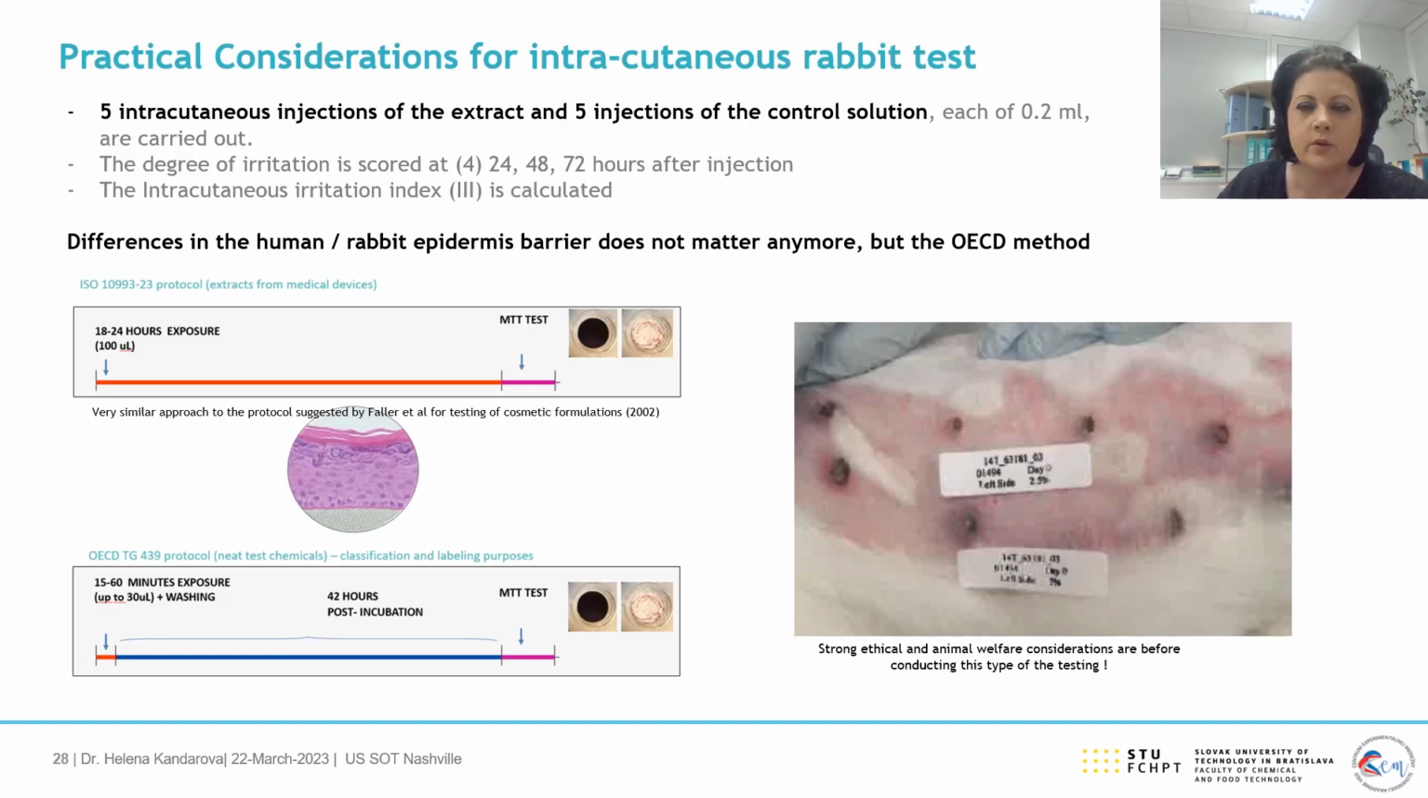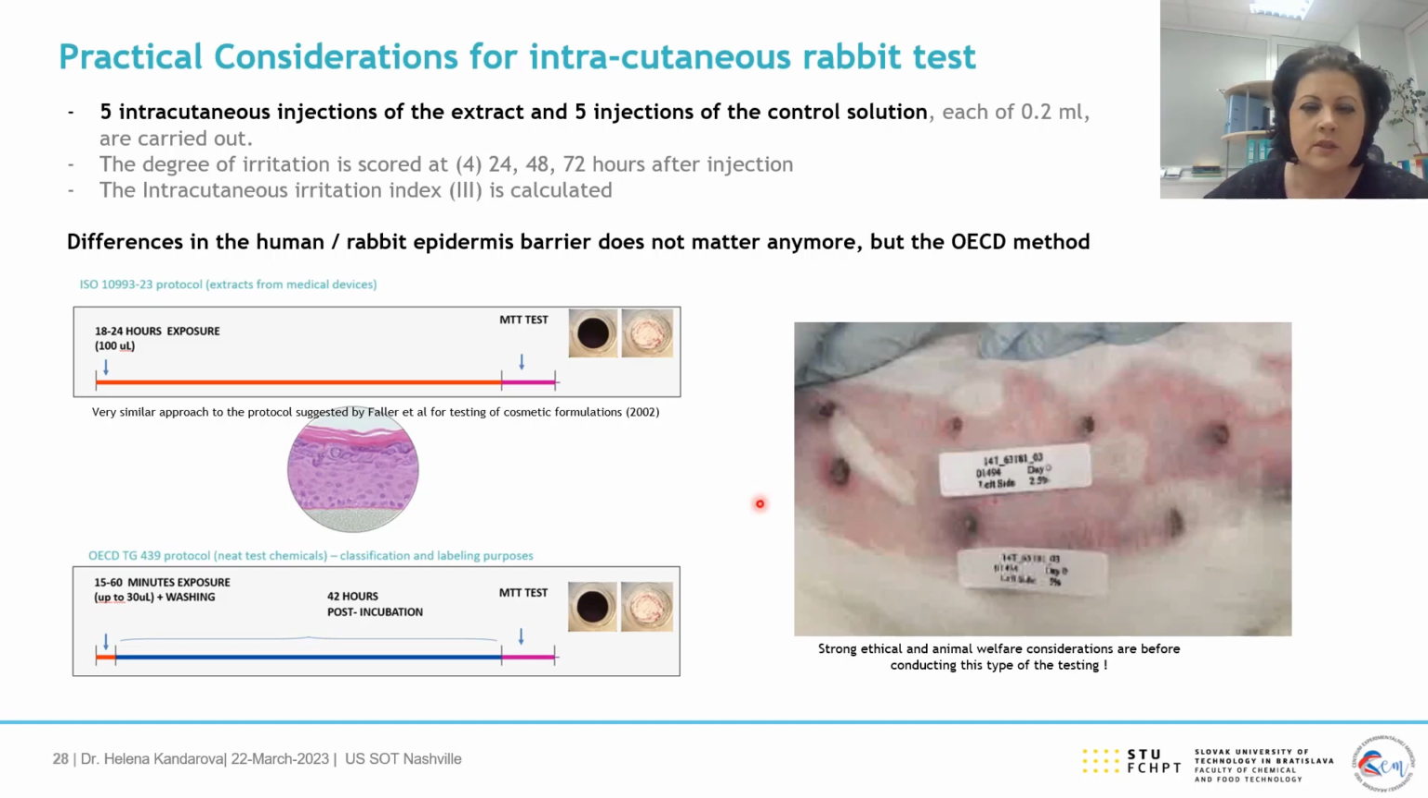That's why we needed to fine-tune the protocol, and we went towards the protocol that is used for many years in the cosmetic industry, and that works with very long exposure time. In this protocol, 100 microliters of test sample is exposed to the tissues, and the exposure may take from 18 to 24 hours. In this very long exposure, if there is something irritating in the extract, it is usually revealed as a significant drop in the viability.